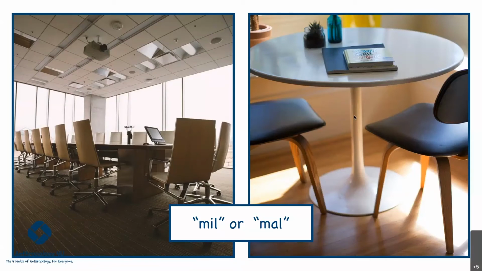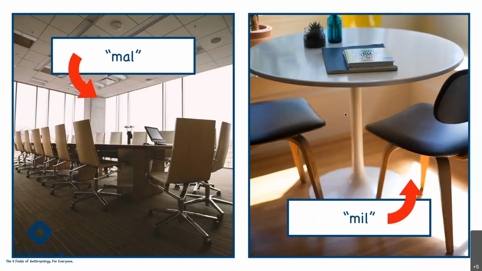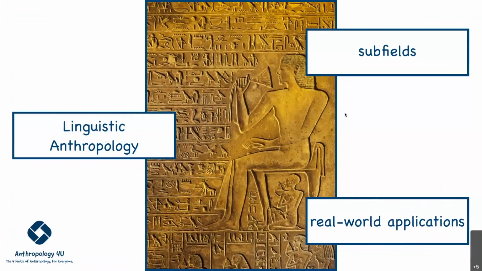So a linguistic anthropologist can work with marketers to decide on a business name, or to make up a name that has sounds that mean what they want to mean. So that's some information about the field of linguistic anthropology and some of the subfields and some real-world applications. So that's the end of talking about linguistics.